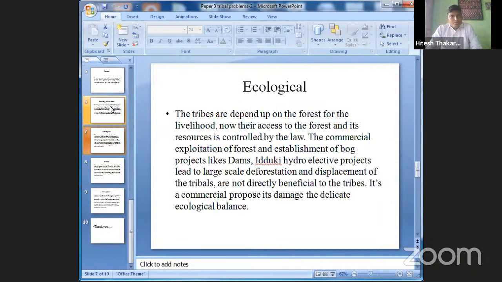Ecological. The tribes depend upon the forest for their livelihood. Now their access to the forest and its resources is controlled by law. The commercial exploitation of forest and establishment of big projects like dams, Idukki hydroelectric projects lead to large-scale deforestation and displacement of the tribals. These are not directly beneficial to the tribes. The commercial purpose damages the delicate ecological balance.